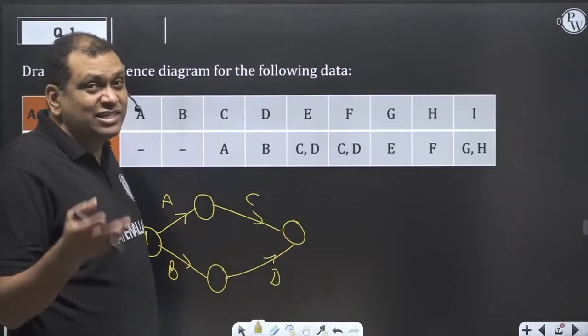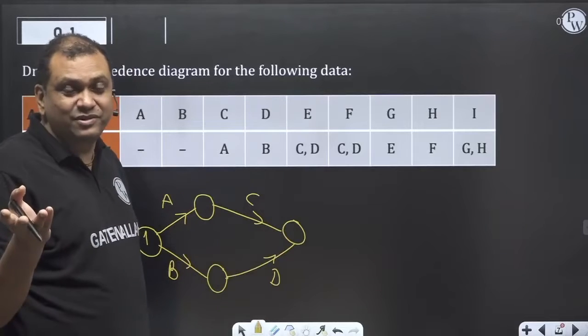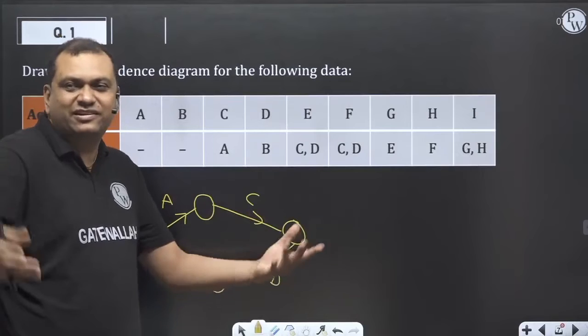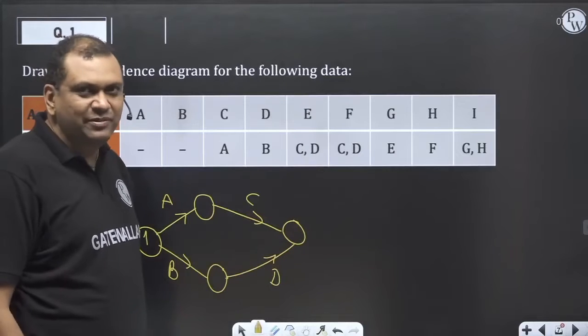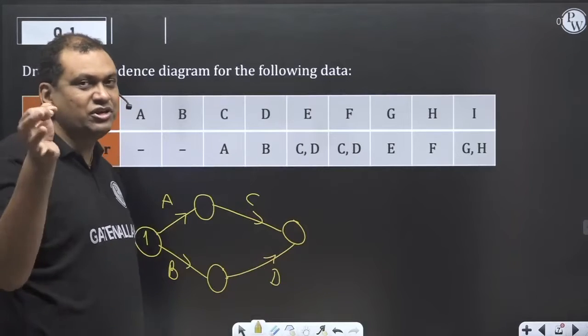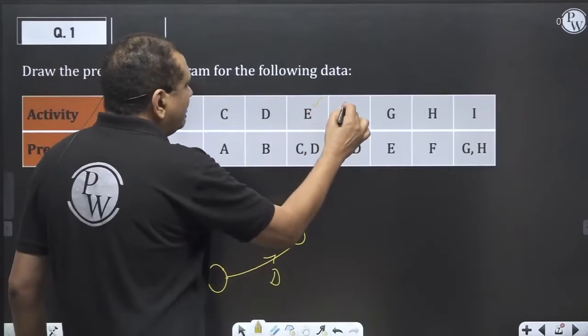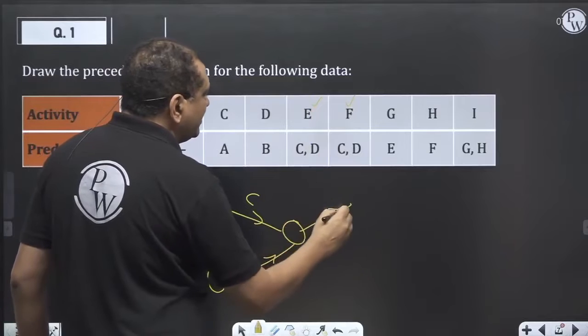Suppose it's a regular class, we would have practiced many problems to make you understand how exactly it happens, and if it's a live class we would have seen your chat. But unfortunately we don't have time. In this one shot capsule, we have to give everything to you. So for E and F, both C and D are predecessors.